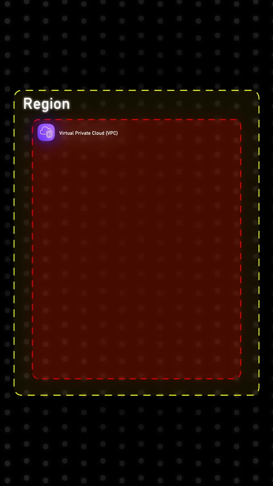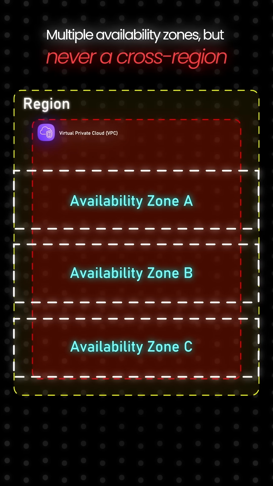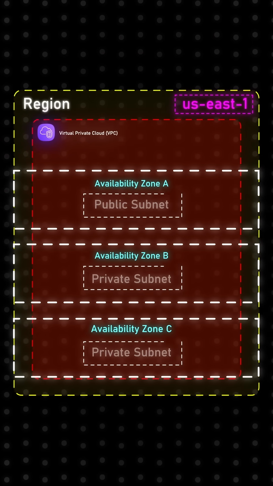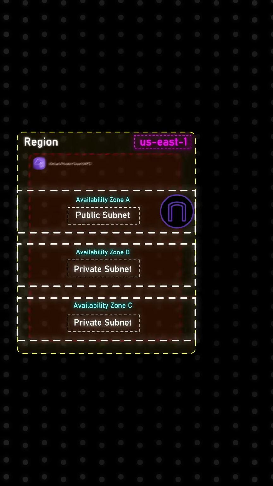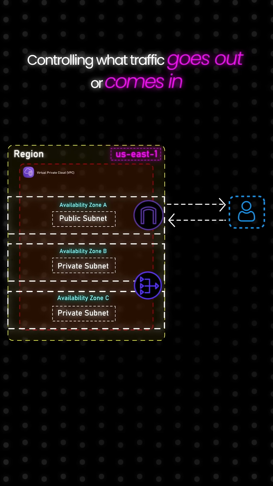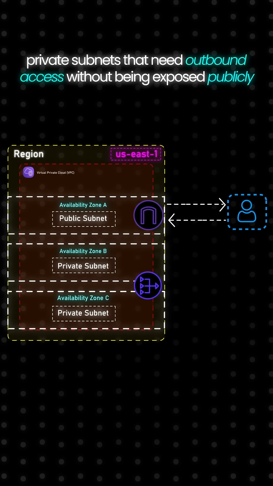A VPC lives inside a single AWS region. It can have multiple availability zones, but never across regions. That means when you create a VPC in US East 1, all your subnets exist in availability zones inside that region. Your internet gateway sits at the edge of that VPC, controlling what traffic goes out or comes in. NAT gateway handles the other side, that is private subnets that need outbound access without being exposed publicly.